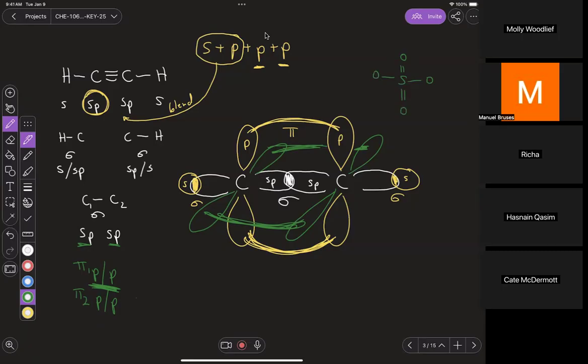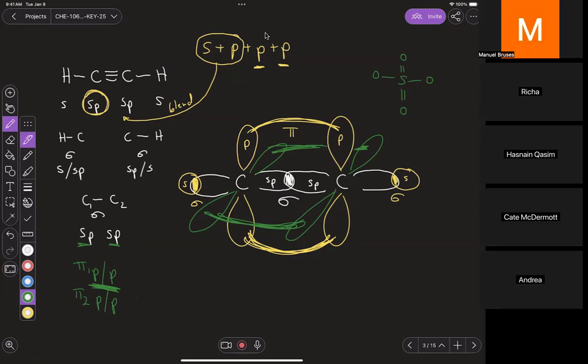Only atomic orbitals, sorry, can be used for these pi bonds because they're the only orbitals that can overlap in this case. They are parallel to each other. They're perpendicular to the sigma bond. And so they can allow for this overlap above and below where my sigma bond is, and then out in front, and then behind where my sigma bond is.